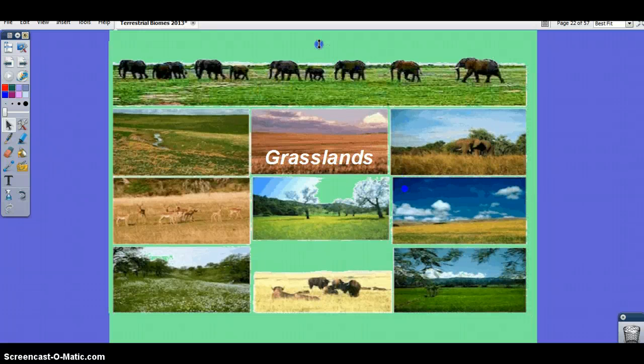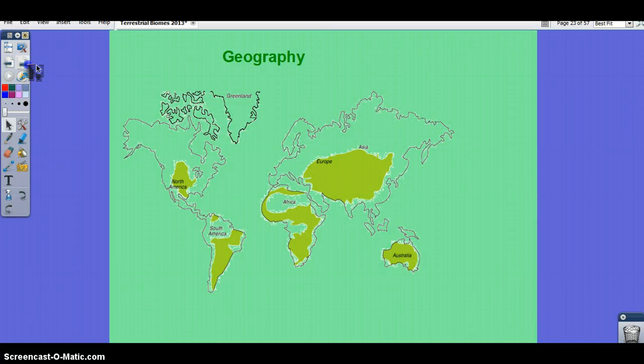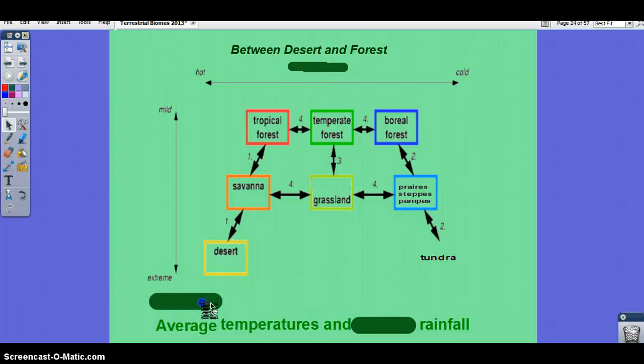So grasslands by definition are lands made up of a lot of grasses, and I'm going to talk about the different types of grasses in a minute. That's just a geography input. I want you to learn that grasslands are kind of like the middle biome. They're between deserts and forest. In both temperature and rainfall, they fall in the middle.